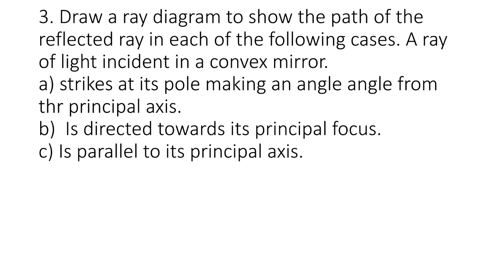In the next question, it is given: draw a ray diagram to show the path of the reflected ray in each of the following cases. A ray of light incident on a convex mirror. The mirror which we have got is a convex mirror, and there are 3 cases given for us. Case 1 is striking at its pole, making an angle from the principal axis.